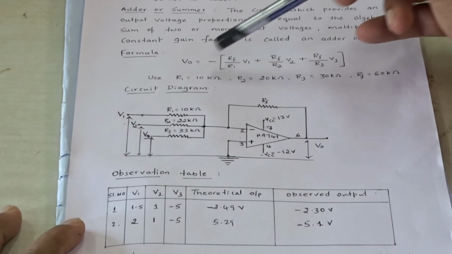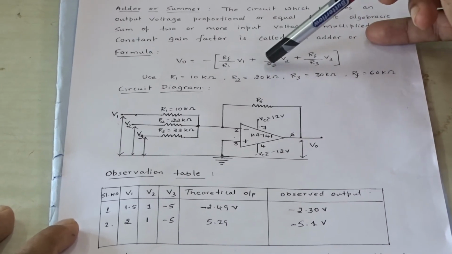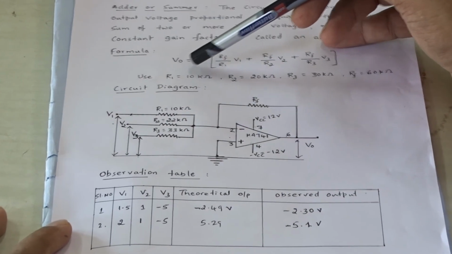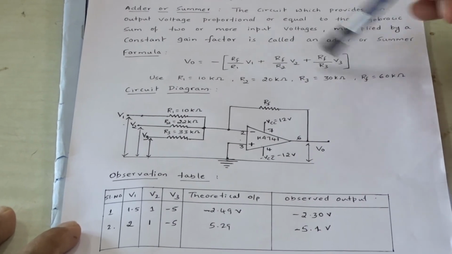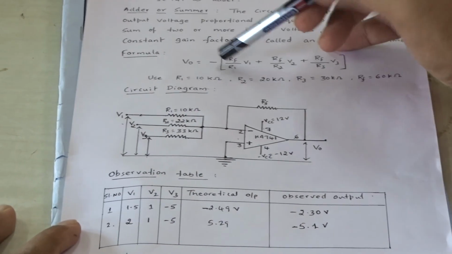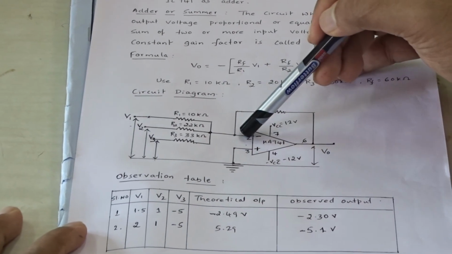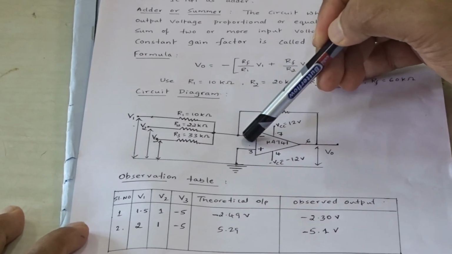Suppose I consider all these values equal, that is Rf is equal to R1 is equal to R2 is equal to R3, then the output will be V0 is equal to minus (V1 plus V2 plus V3). Just the addition of the 3 voltages, multiplied with the negative sign. The negative sign indicates that the output is inverted. So this circuit is also called an inverting summing amplifier.